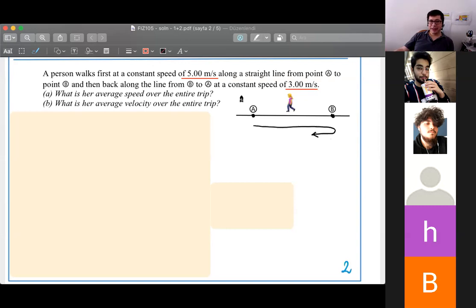Average velocity is 0. Why? Because there is no displacement. The motion ends where it started.